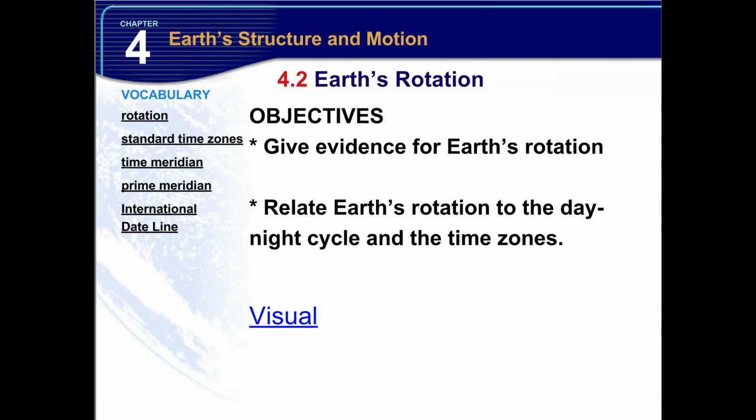Moving on to 4.2, Earth's rotation. There are two objectives in this section. Give evidence of Earth's rotation and relate Earth's rotation to the day and night cycle in the time zones. There's a list of vocabulary terms that you should record in your lab notebook.